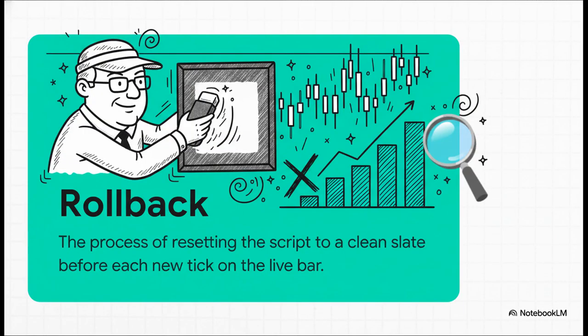So how does it manage all those temporary calculations without getting confused? Well, it uses a process called rollback. Before every single new price tick comes in on that live bar, the system completely erases all the calculations from the previous tick. It's like our accountant wiping their notepad completely clean so they can recalculate everything with the newest price information, starting from a fresh, confirmed state. And that is the exact reason your plots flicker on the live bar.